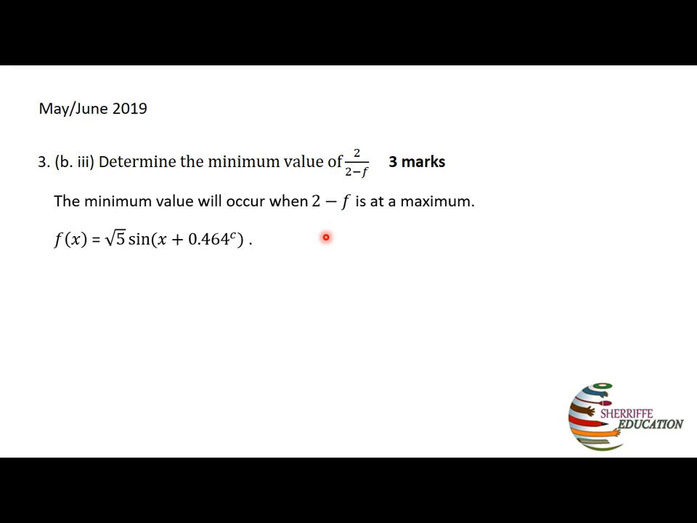So it means that 2 minus f will be at a maximum when f is equal to negative root 5. So substituting f as negative root 5, the minimum value should be 2 divided by 2 minus negative root 5, which is the same as 2 divided by 2 plus root 5. So this here would be the minimum value of 2 divided by 2 minus f.